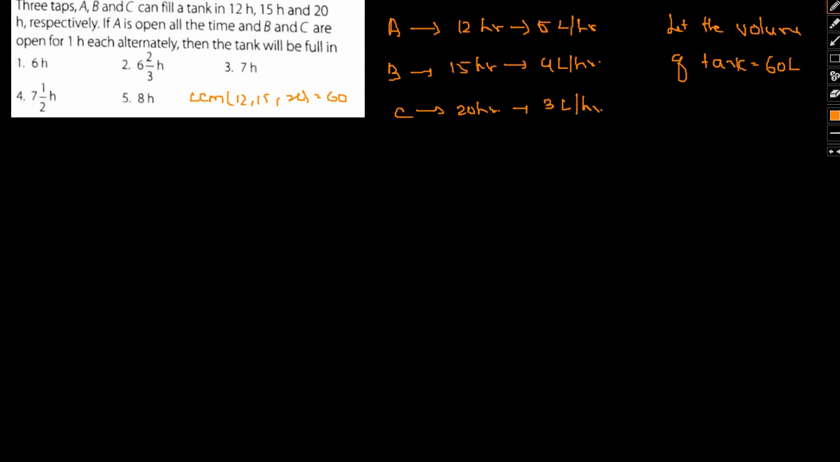Now it's said that A is continuously open and B and C are opened alternatively each hour. So first hour A and B work, and second hour A and C work, and this cycle keeps on repeating. So A will fill 5 liter, and B 4 liter, and A again 5 liter and C 3 liter. So in the first hour 9 liter will be filled and in the second hour 8 liter will be filled.